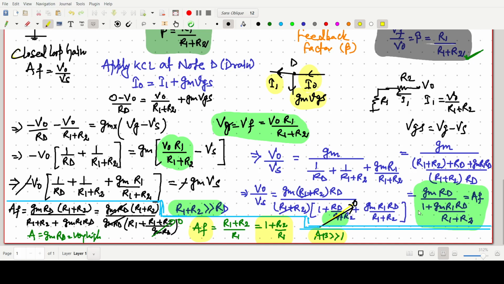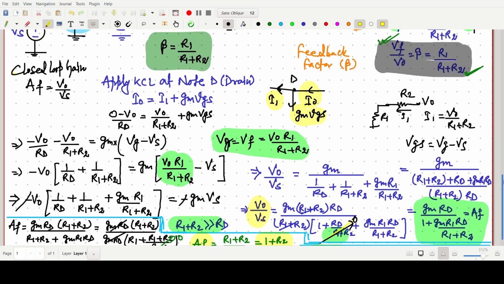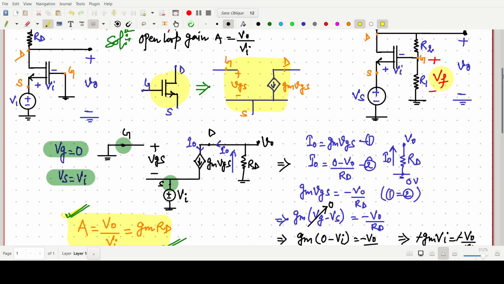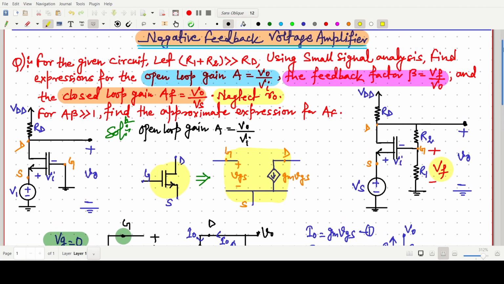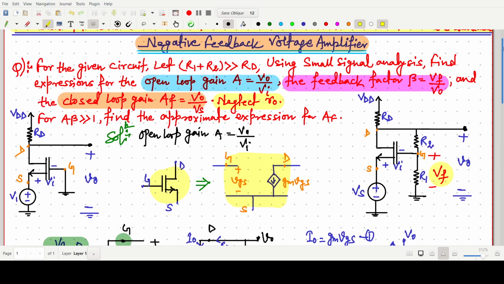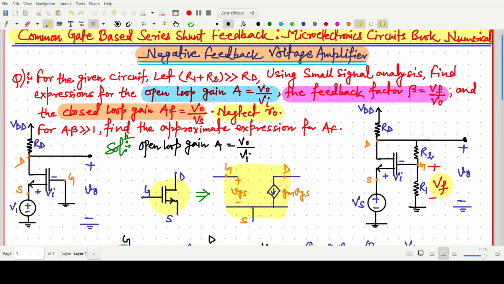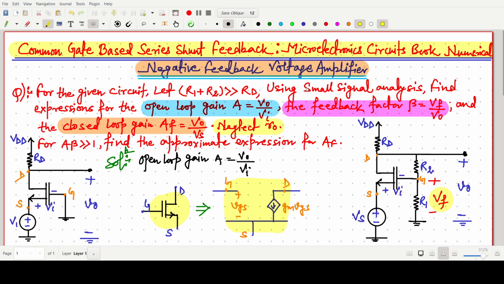But this one is the generalized formula, V naught by Vs. Okay, that is our AF. Gm Rd by 1 plus Gm R1 Rd upon R1 plus R2. So this is all about this question, and this question is a very good problem, very good question from the microelectronics book. So I have covered all the values for this problem. So this is from the microelectronic circuit book. If we go from the Sedra Smith book, you will get the same question in the exercise section.